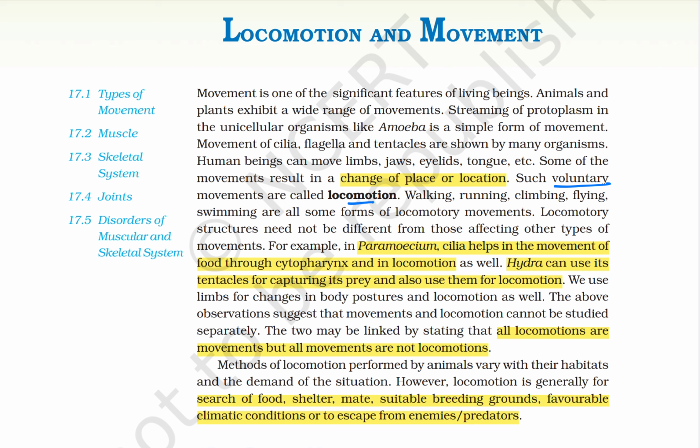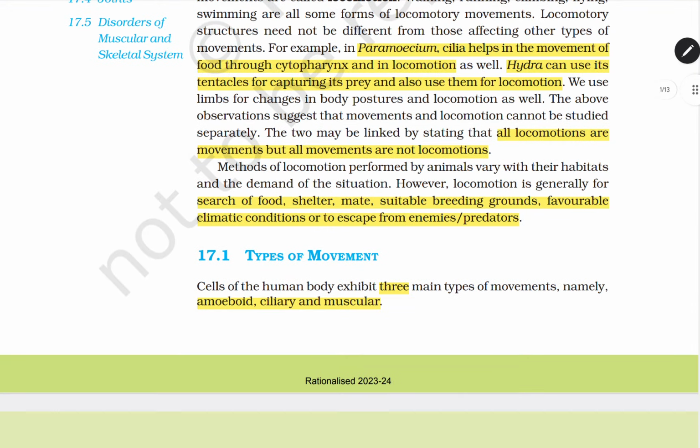Here it is said, for example, in paramecium cilia help the movement of food through the cytopharynx and in locomotion. Hydra can use its tentacles for capturing its prey and use them for locomotion. Here, all locomotions are movements, we can say, but all movements are not locomotions. Then what it said? Locomotion is generally for searching of food, shelter, mate, suitable breeding grounds, favorable climatic conditions, or to escape from enemies or predators.